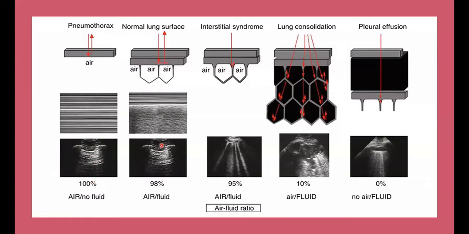Now, if you have a pneumothorax, you'll get a similar appearance, but what you will get is no sliding. And then if you put M mode on, you'll get a barcode sign.